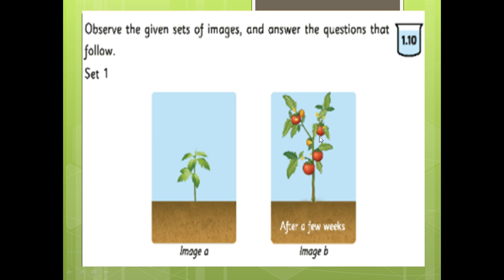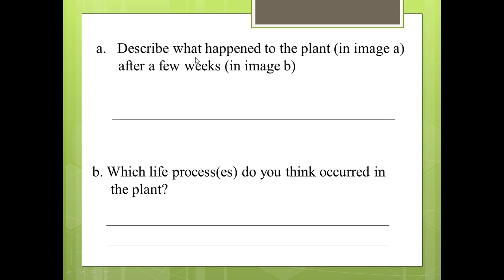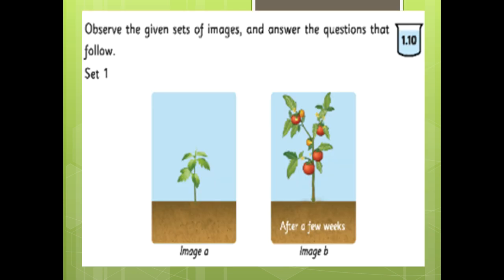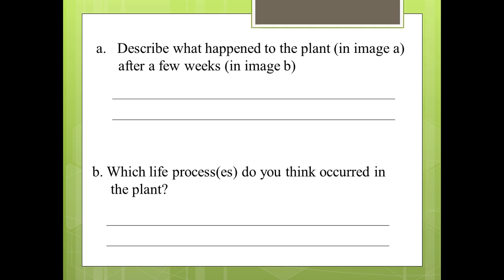Okay, now let us discuss the questions given. Describe what happened to the plant in image A after a few weeks in image B. Now you tell me, children, what happened to the plant? Yes, of course, your answer is correct. The plant has grown bigger and started flowering and bearing fruits.